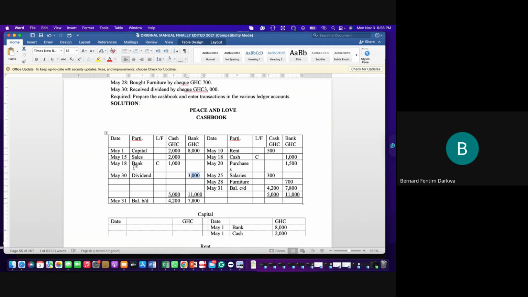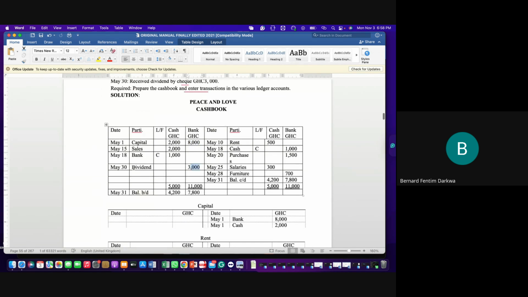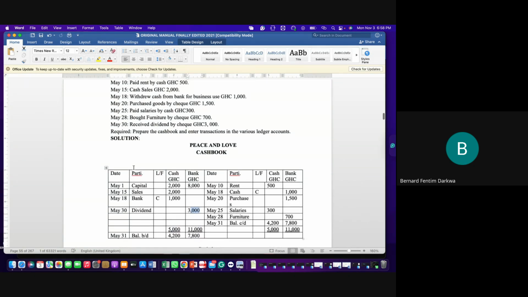So this is how to make recordings in the cash book. Now let's assume that you have made the record. How do we now balance the accounts on the cash book? So let me go to the whiteboard and do the illustration. Or if you have a question before that, you can ask. Is the recording in the cash book clear for everybody?